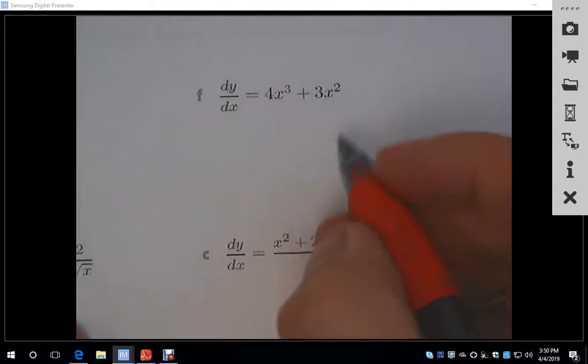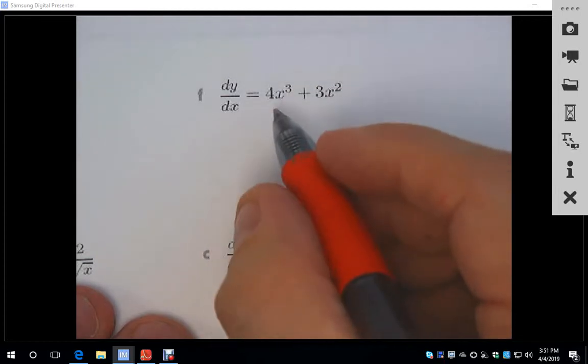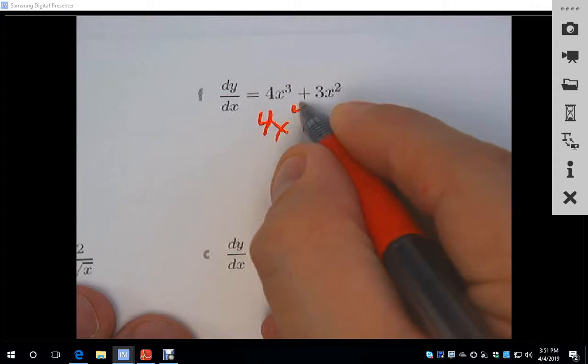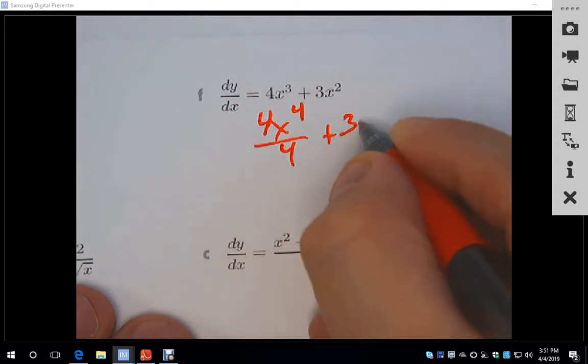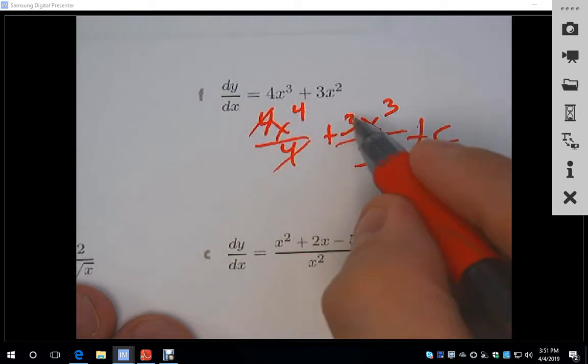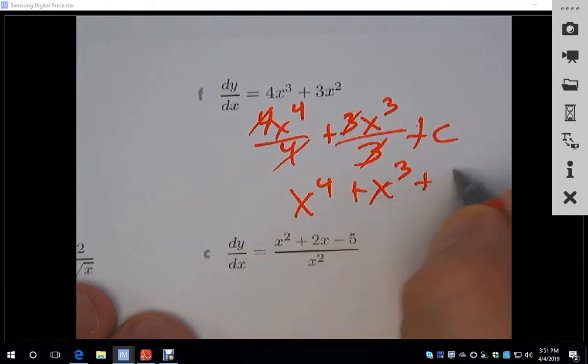All right, let's look at f. So my derivative is 4x cubed plus 3x squared. So I'm going to take the integral, so that would be 4x to the power 4 over 4 plus 3 times x to the power 3 over 3 plus c. Now these cancel out nicely, leaving me with x to the power 4 plus x cubed plus c.